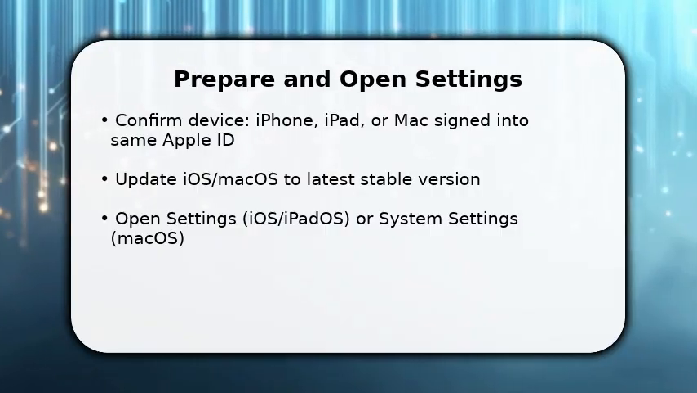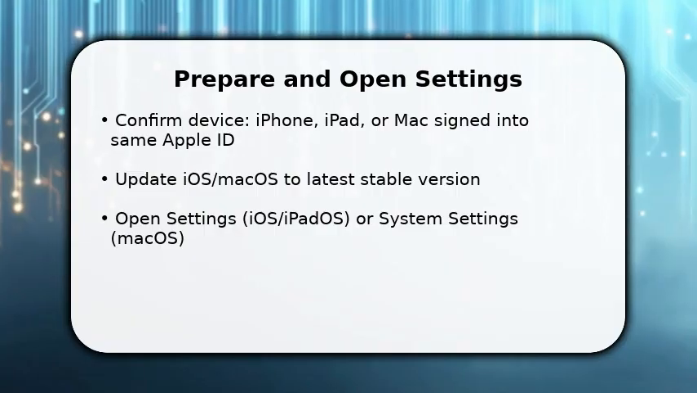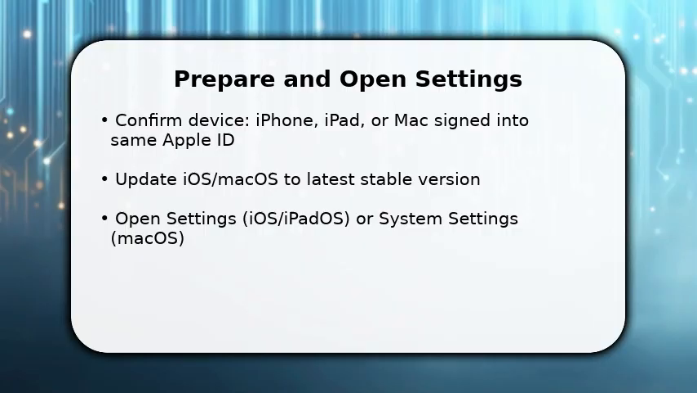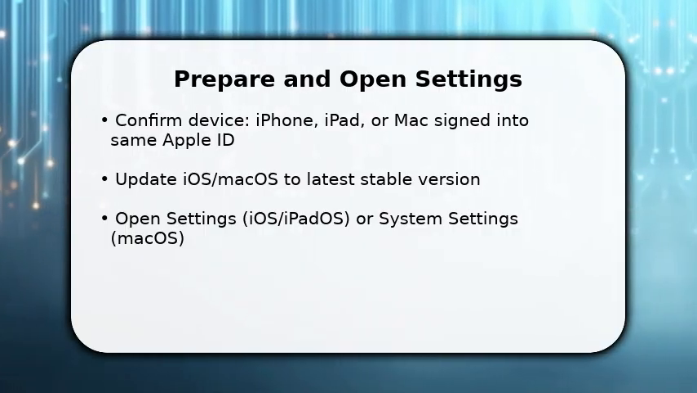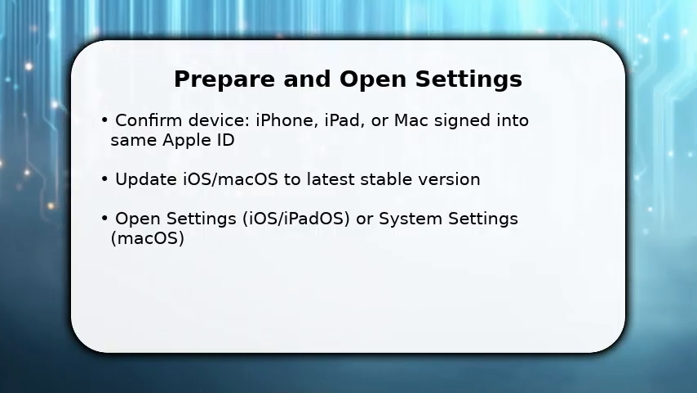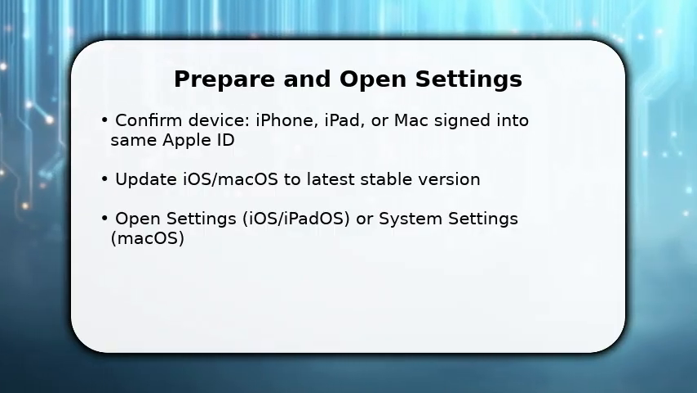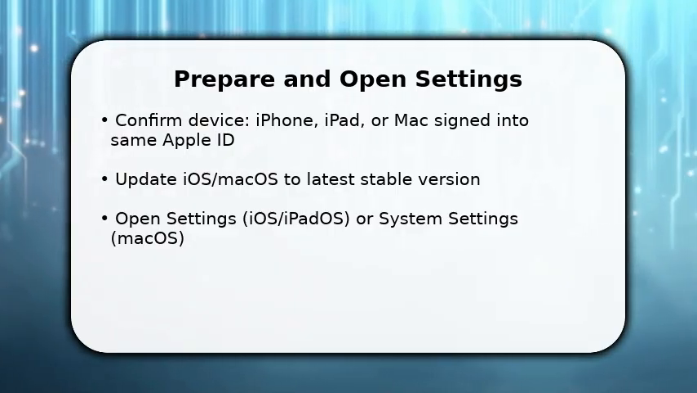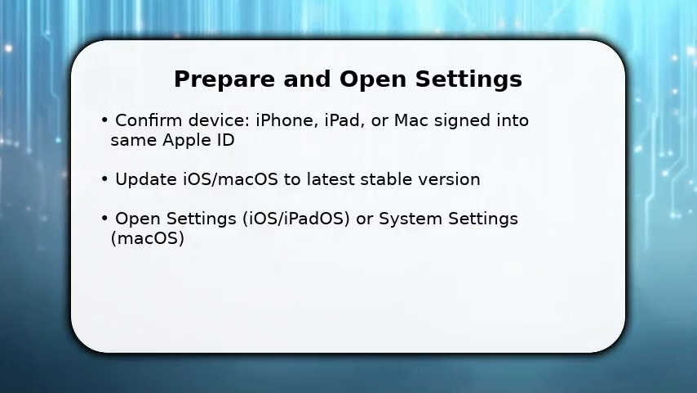You're starting immediately. Make sure your device is signed into the Apple ID that shows the iCloud notifications. Once done, update iOS or macOS so the controls match what I describe. Now open Settings on an iPhone or iPad, or System Settings on a Mac. You'll tap your name at the top to access Apple ID controls.